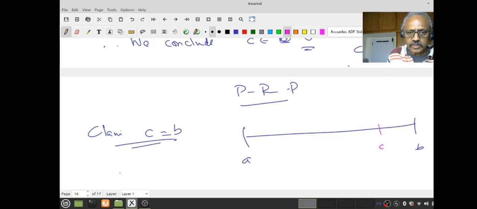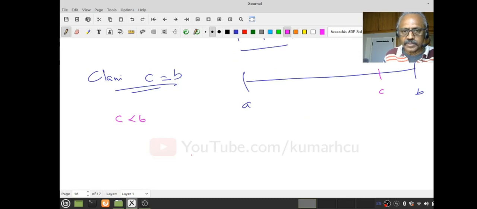Suppose C is less than B. But where does C belong? C belongs to U, and U is open in the interval AB. So what does that mean? There is an R positive, so that C minus R to C plus R intersected with AB is contained in U.